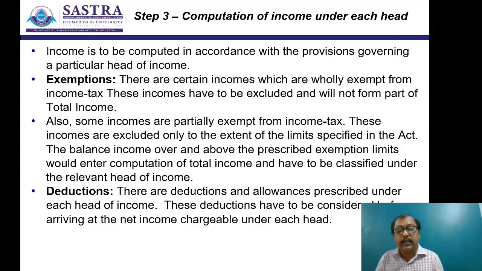Okay. And there are deductions and allowances prescribed under each one of the heads, separately given out. These deductions have to be considered before arriving at the net income chargeable under each head separately. That's why you have been given 5 different heads of income and 5 different classifications of income.